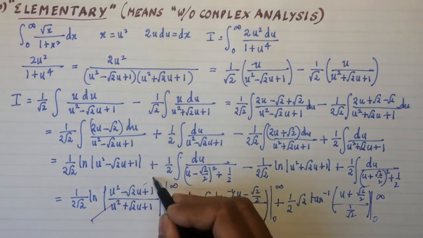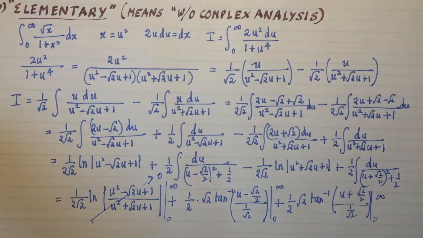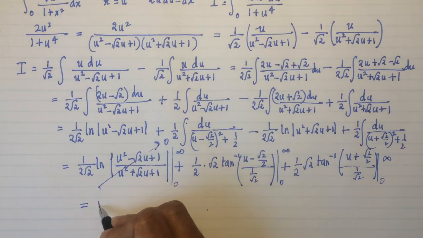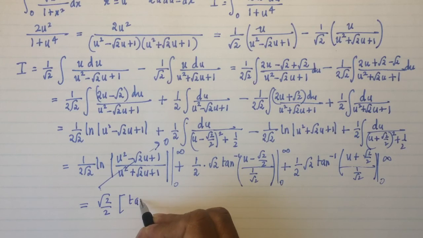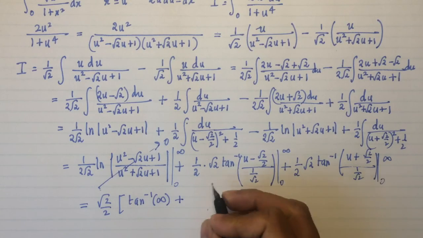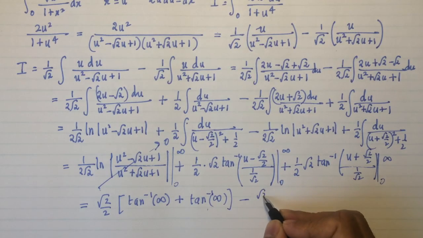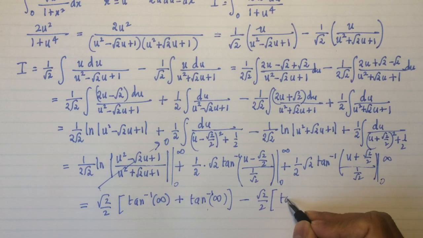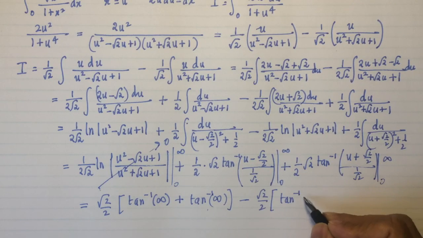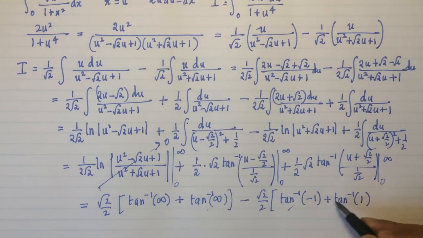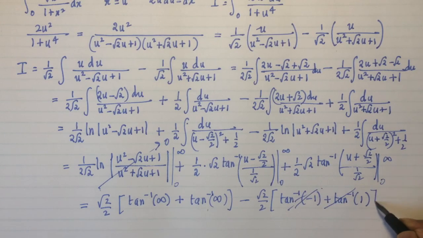Next. Now here, by L'Hopital's rule, you can show that that's 0. I won't bother doing it, but you can show that that limit is simply 0. So all I have to worry about is this and that, and they contribute only at infinity. Let's see why. So I get root 2 over 2. That's going to be tan inverse infinity, plus that's also going to be tan inverse infinity, minus root 2 over 2. When u goes to 0, that's tan inverse negative 1. And that's going to be tan inverse positive 1. Fortunately, these cancel out. So you don't get any contribution from these.